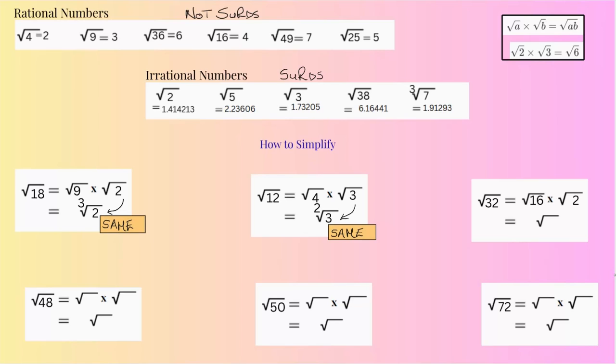So a rational number is when the square root of a number, for example 4, equals 2. We know that. We know that the square root of 9 is 3. The square root of 36 is 6. And the square root of 16 is 4, and so on and so forth.